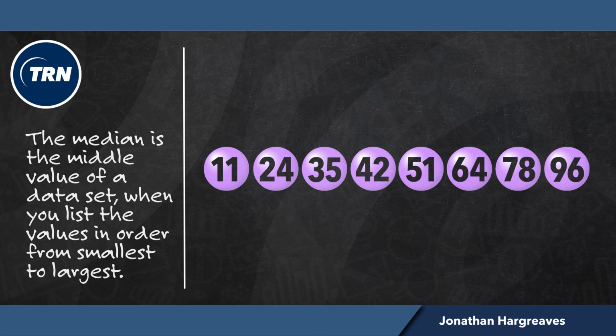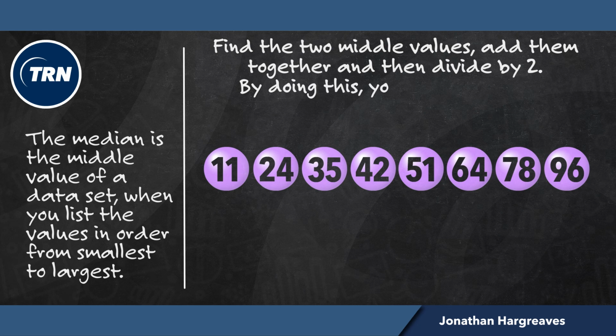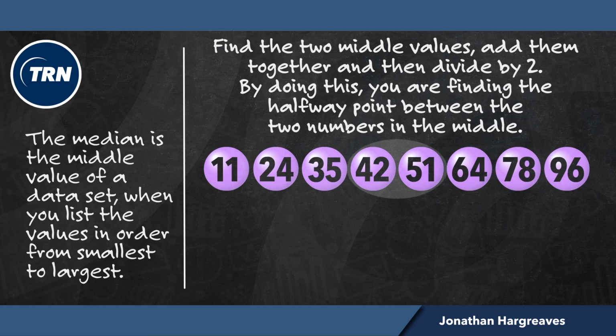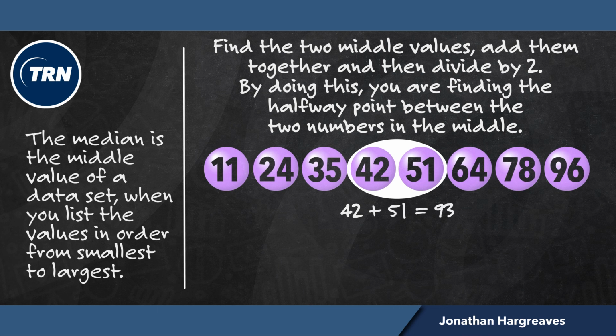So we can see that when we have an even number of numbers, you will need to highlight the two middle values, which are, in this case, 42 and 51. So what we need to do is to add them together. 42 and 51 equals 93.